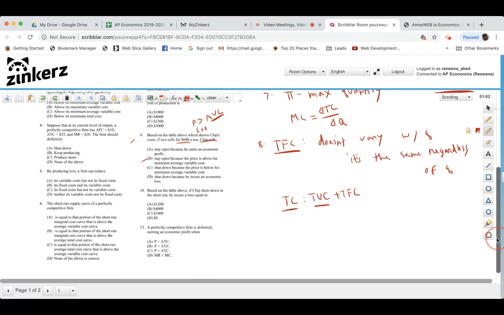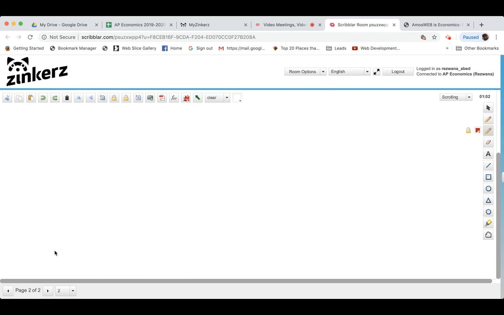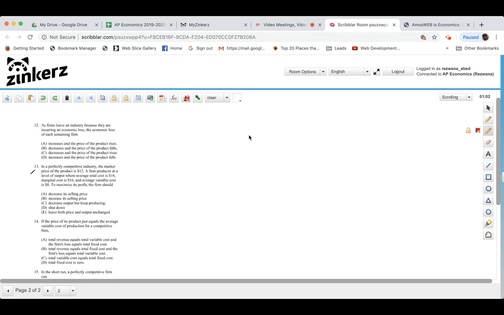Okay, then the last one I think we had was number 13. In a perfectly competitive industry, a firm produces at a set level of output where average total cost is 16, marginal cost is 16, and average variable cost is 8. To maximize its profit, the firm should. I know this one has a lot of information, so you shouldn't get overwhelmed by just looking at the question. Take it one step at a time.